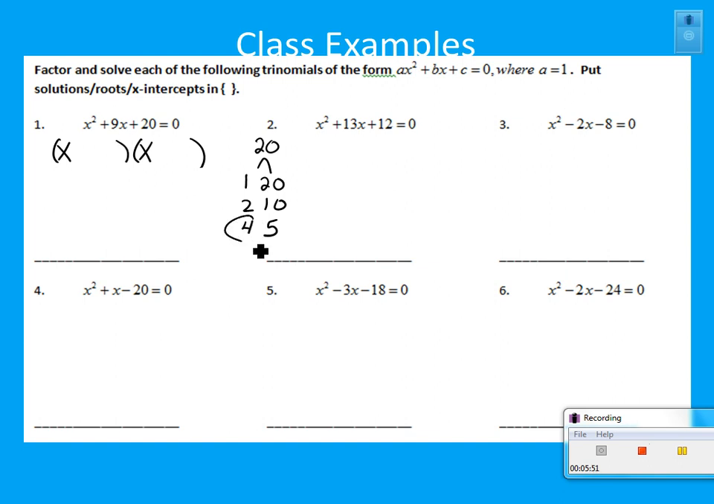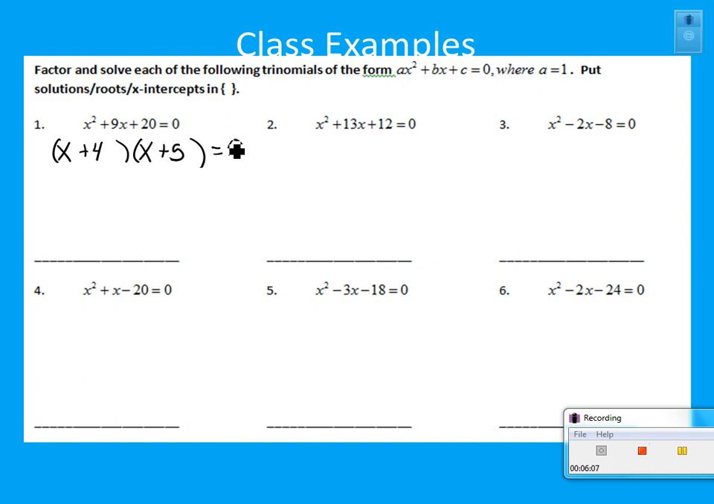Well, it's these two right here. I'd have to use a positive 4 and a positive 5. So I'm going to put a plus 4 and a plus 5 right there. That's where I am for a second. Now I'm going to set this thing equal to 0.